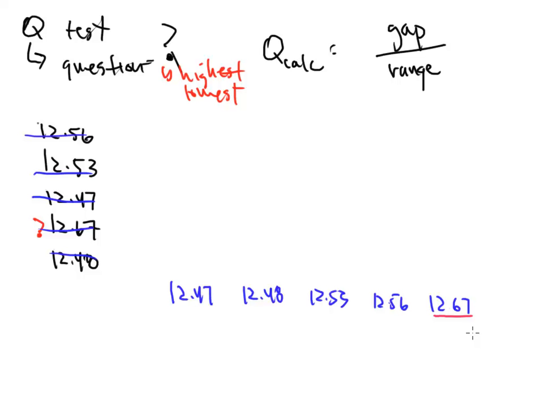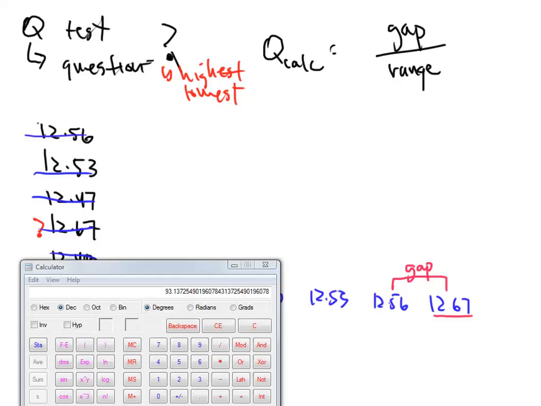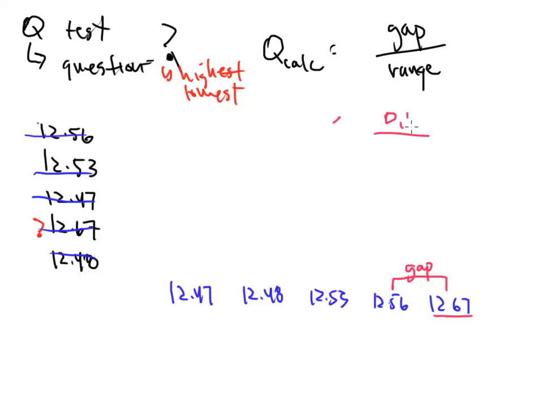All right, so what is the gap? Well, the gap is referring to basically the point that's questionable to the next one in line. That is the gap. Basically the difference. How far outside is this data point? So I'll take those two numbers and I subtract them. All right, so if I want to do that already before we go and talk about the range, I can. So I'm going to take 12.67 and I'm going to subtract 12.56 and I get 0.11. So the gap is 0.11.